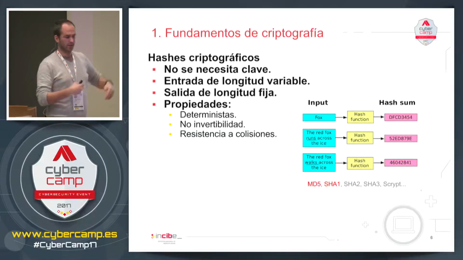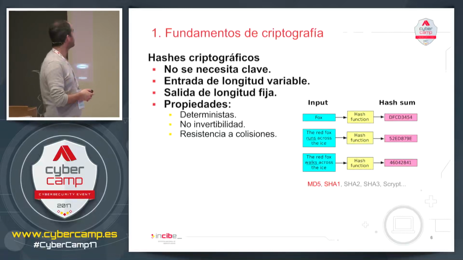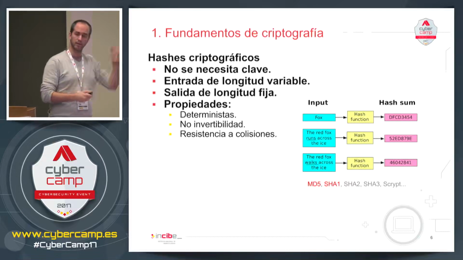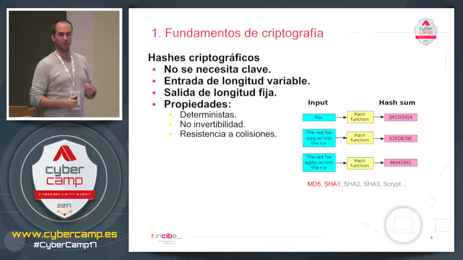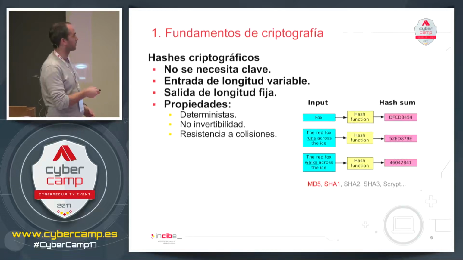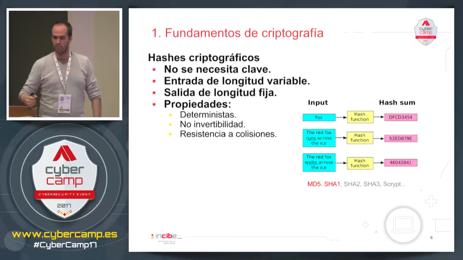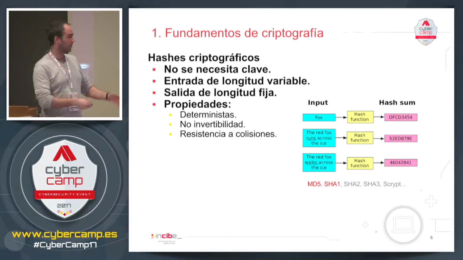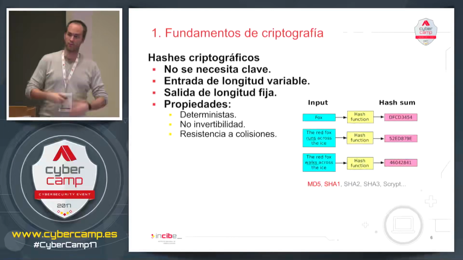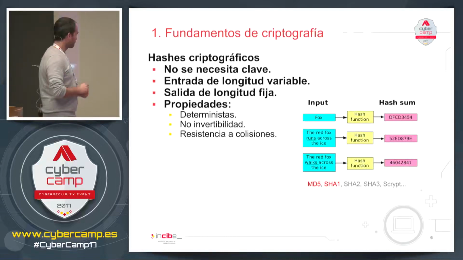Resistance to collisions, I'll just explain this briefly. What it means is that if I'm given a hash, and it says the hash of "Fox" has the value DFCD3454, it's going to be very difficult, or computationally impossible, to find another input that produces the same value. If instead of "Fox" it's "dog", for example, it won't give me the same hash value.